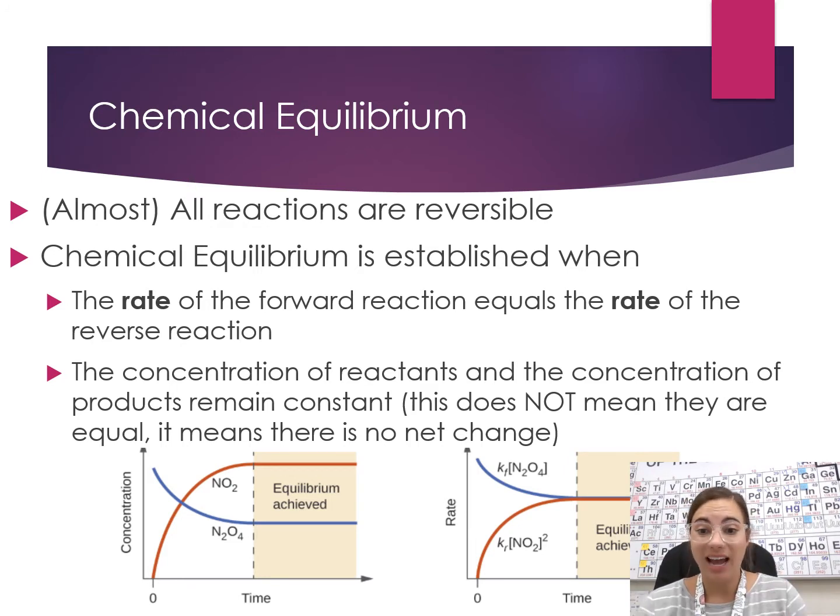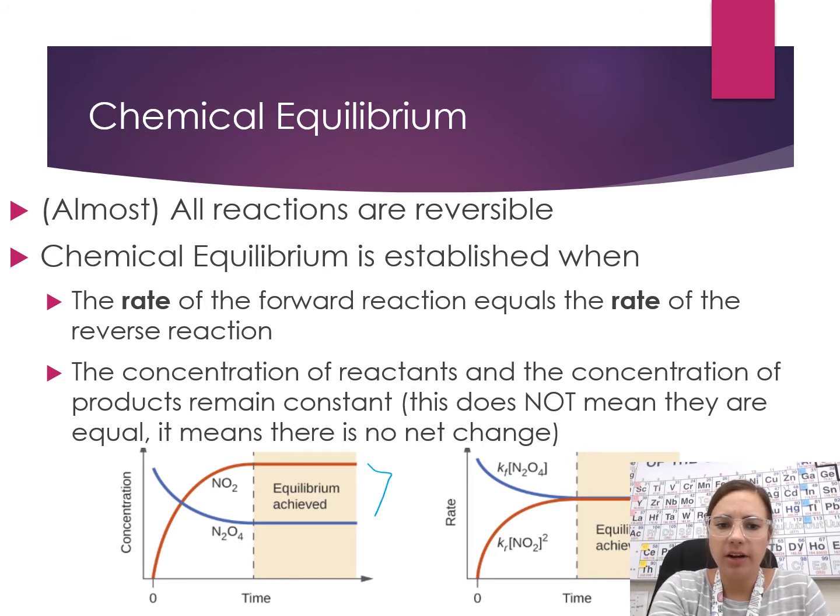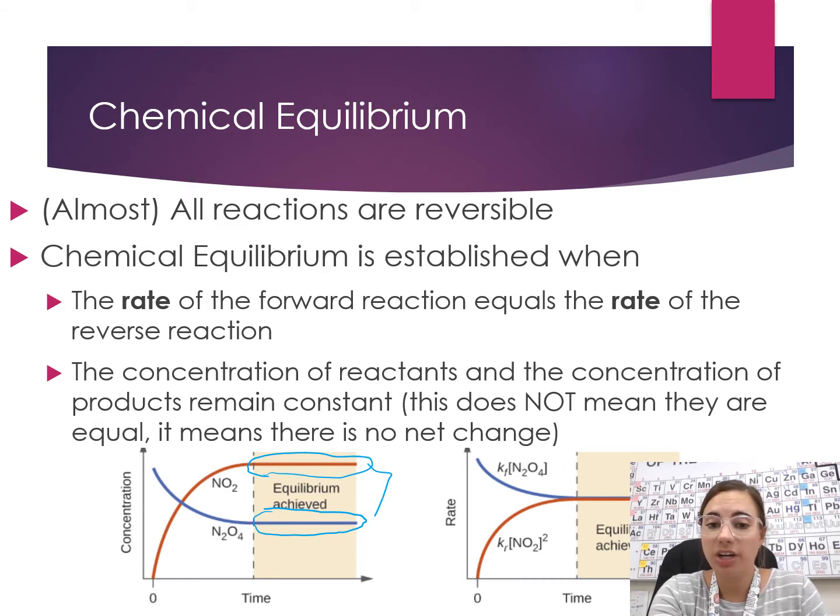It means that reactants can collide to form products, and then products can collide to form reactants, and so on and so forth, back and forth. And eventually we're going to get to a place where there's no net change. So we see that right here. The concentration of my product is remaining the same, and the concentration of my reactant is remaining the same. So there's no net change.